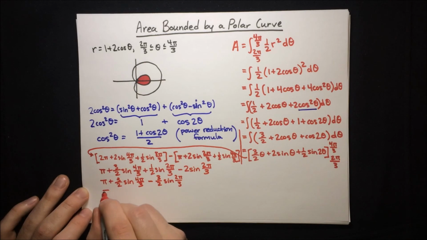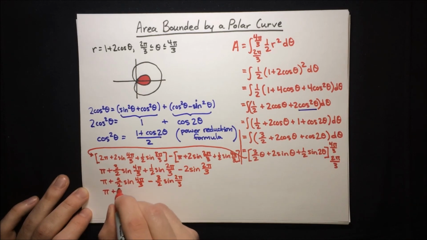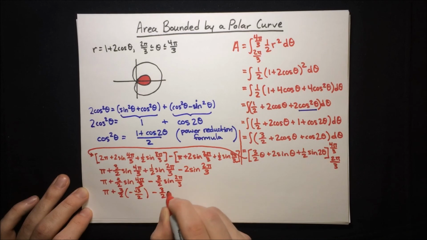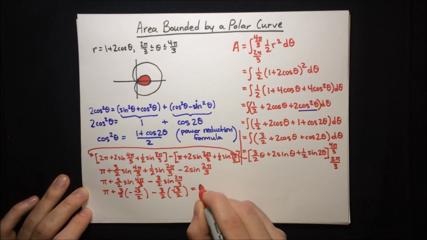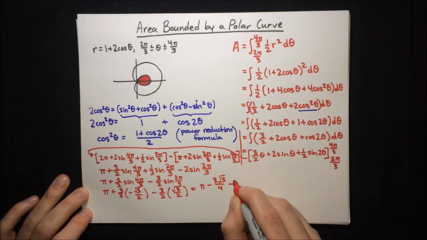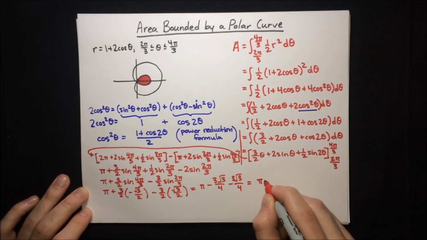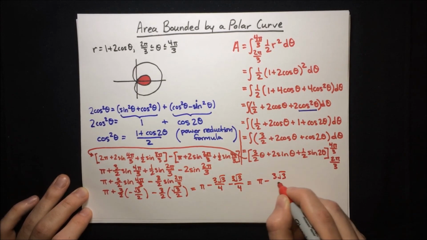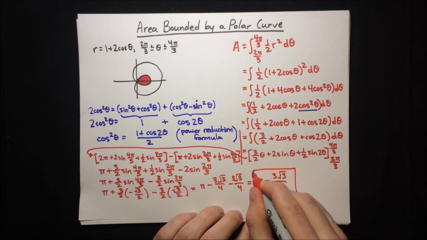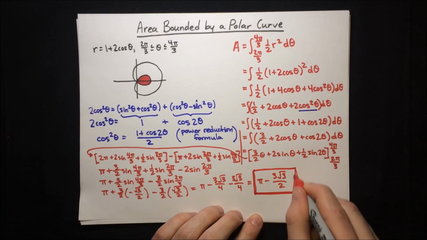All right, let's go ahead and evaluate the trig functions. So pi plus 3 halves times negative root 3 over 2 minus 3 halves times root 3 over 2, and that's equal to pi minus 3 root 3 over 4 minus 3 root 3 over 4 again. So that's just pi minus 3 root 3 over 2. And that is our final answer. That's the area of the region.